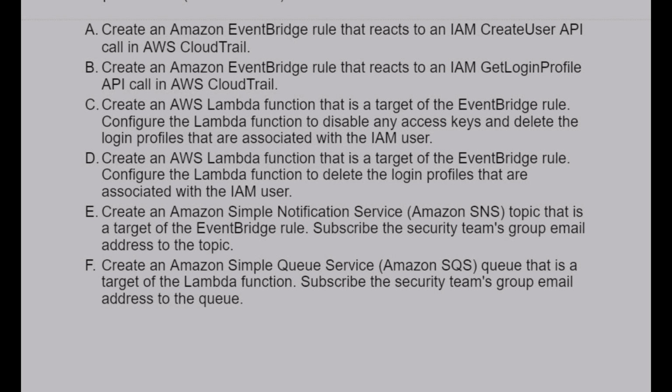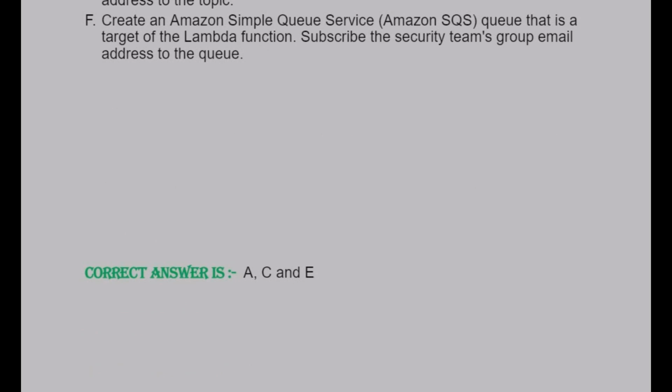Option E. Create an Amazon Simple Notification Service (Amazon SNS) topic that is a target of the EventBridge rule. Subscribe the security team's group email address to the topic. Option F. Create an Amazon Simple Queue Service (Amazon SQS) queue that is a target of the Lambda function. Subscribe the security team's group email address to the queue. Correct answer is option A, C, and option E.